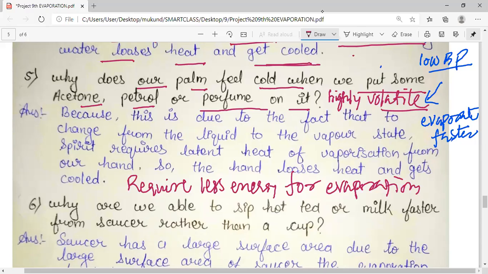Now let me read what is written in the text. This is due to the fact that to change from liquid to vapor state, spirit, that is petrol, acetone or perfume, requires latent heat of vaporization from our hand. So the hand loses heat and gets cool.